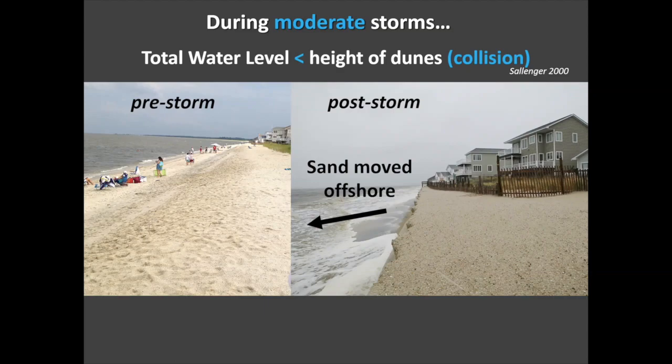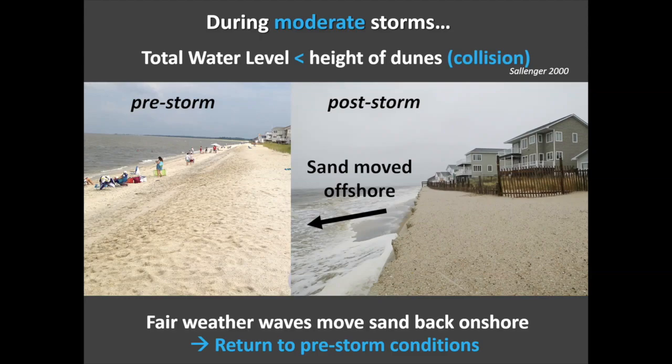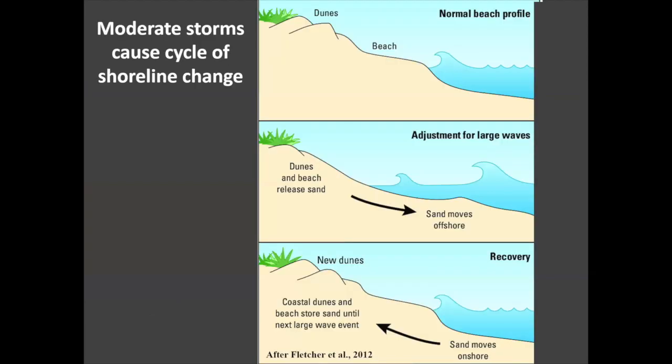And so sand is moved offshore, and fair weather waves following storm conditions will tend to move that sand back onshore during non-storm conditions. And we could look at this in cross-section and say that moderate storms cause a cycle of shoreline change.